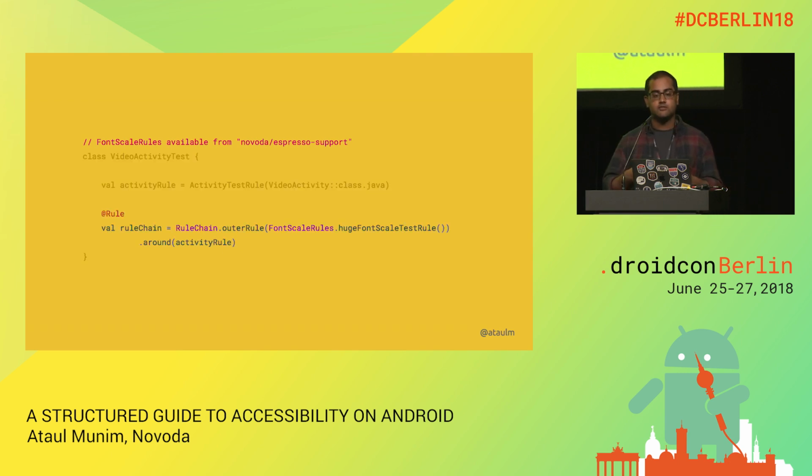And one of the rules that we created at Nevada was the font scale rule. So in this case, where the font scale rule wraps the activity test rule, the font size on the device will be changed to begin with. Then your activity will spin up, so it's already at the correct size. Then your test will run, the activity will tear down, and then the font size will be reset to the original value. This isn't so useful because it's kind of hard to detect when your layouts break, but if you combine it with other test rules, like the screenshot test rule, I think Facebook has one for sure. There's other ones available. You can use it to speed up all the manual testing that you have to do.